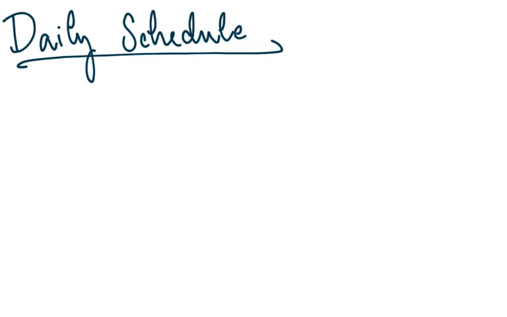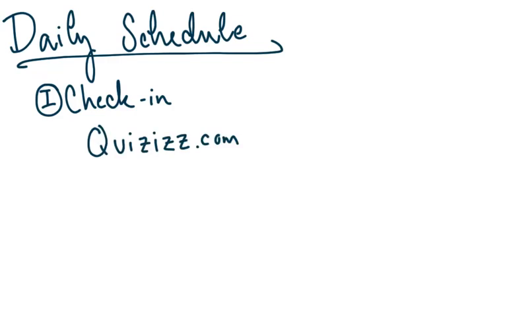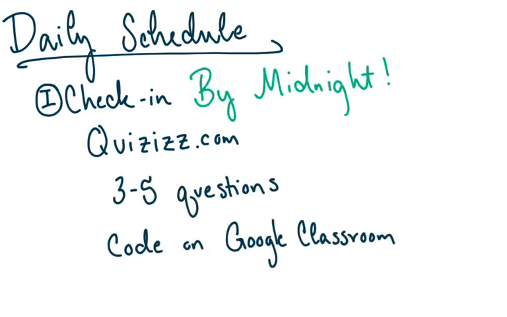So the first thing that we're going to do to start most days is our check-in. This is going to be a quiz on quizzes. This is going to function basically the same as what you're used to. It'll be 3 to 5 questions. There'll be a join code every day, and you just need to do it by midnight. The only thing that's going to look different is you're not going to be picking a username because it's going to be tied to your Google Classroom account.